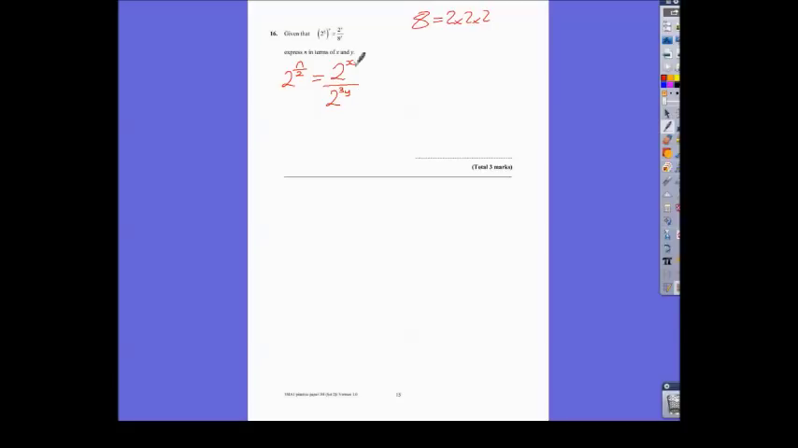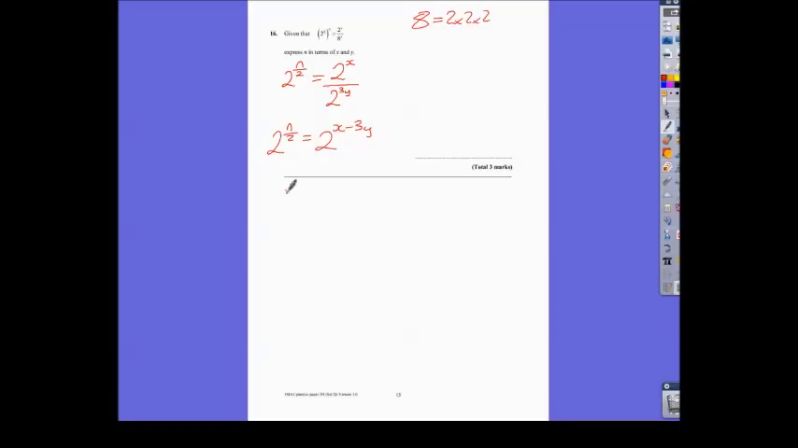Now, if we've got divisions with the same base number, we can just take the powers away from each other. So we'll end up with 2 to the power of n over 2 is equal to 2 to the power of x minus 3y. Now, I know you're not used to doing it with algebra, but it's still the same laws of indices. When we're dividing with the same base number, we just take the indices away.